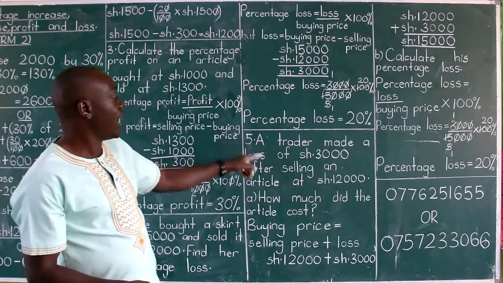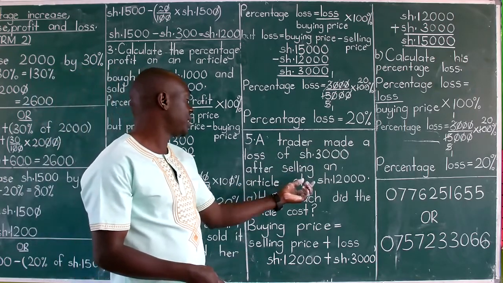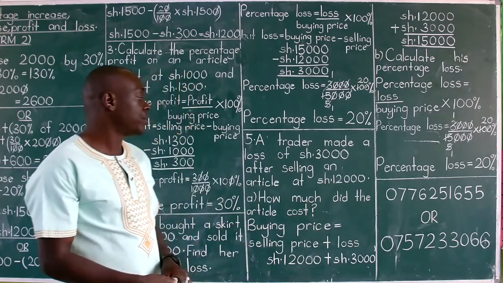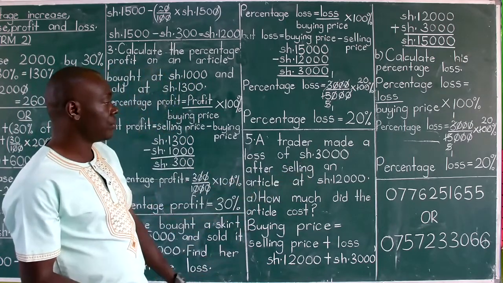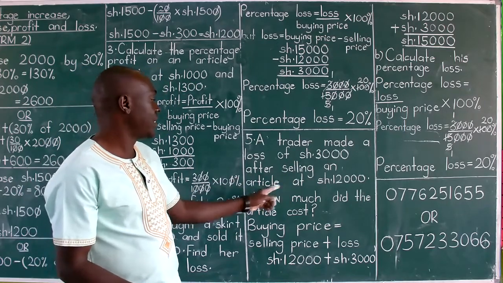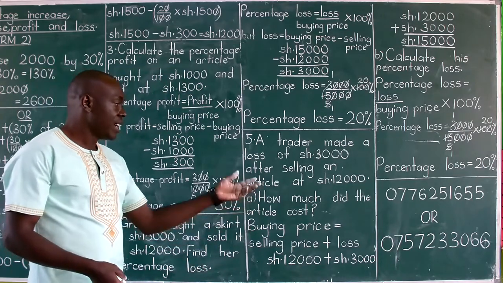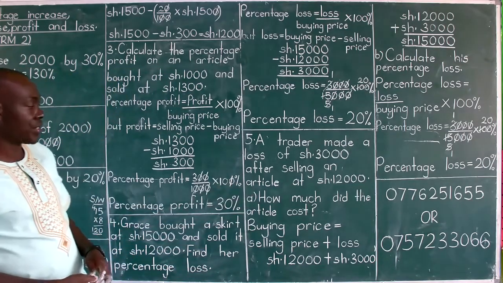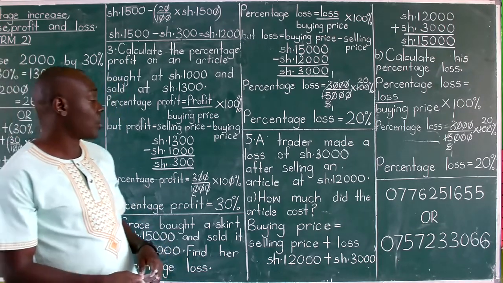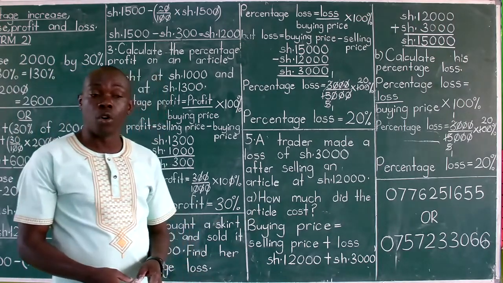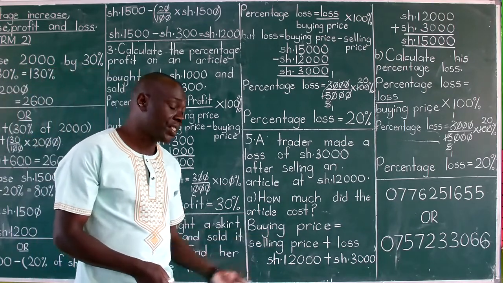So we're saying a trader made a loss of 3,000 shillings after selling an article at 12,000 shillings. Question A reads, how much did the article cost? So when I say how much the article cost, I'll be asking for cost price. And as I said before, cost price is the same as buying price.